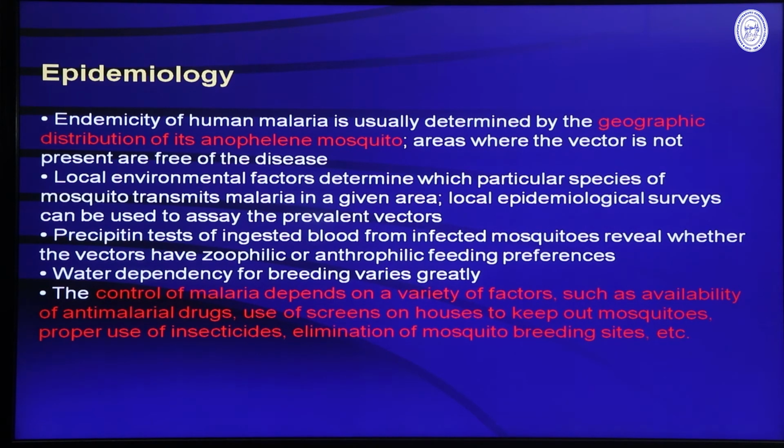Now the third one, the last one, is the proper use of insecticides. Obviously, what we have to do is use some mosquito repellents that might be in the form of coils, electrical repellents, or any ointments or droplets that should be sprayed or sprinkled around you or our houses. Now the very important one is the elimination of mosquito breeding sites.